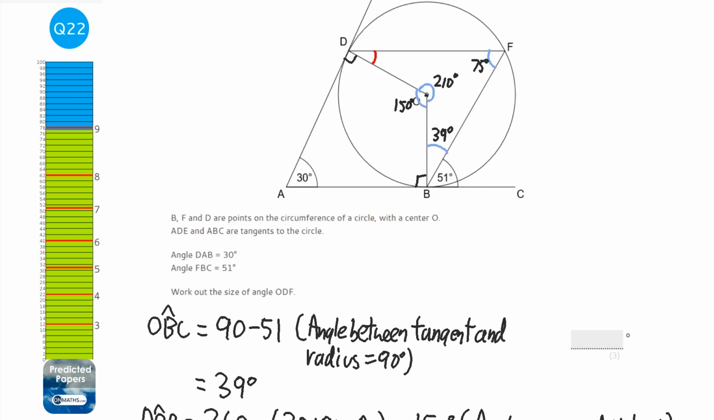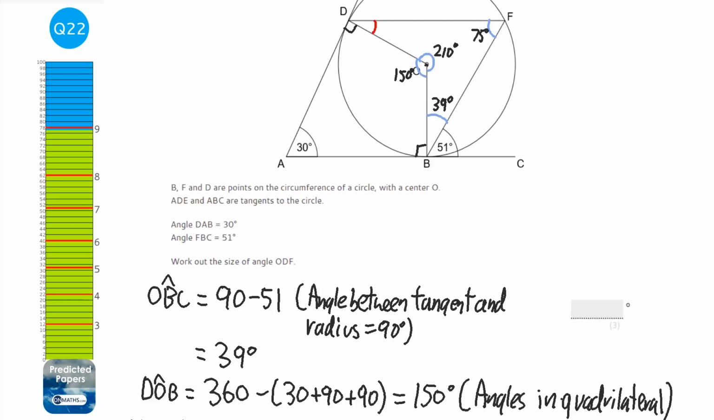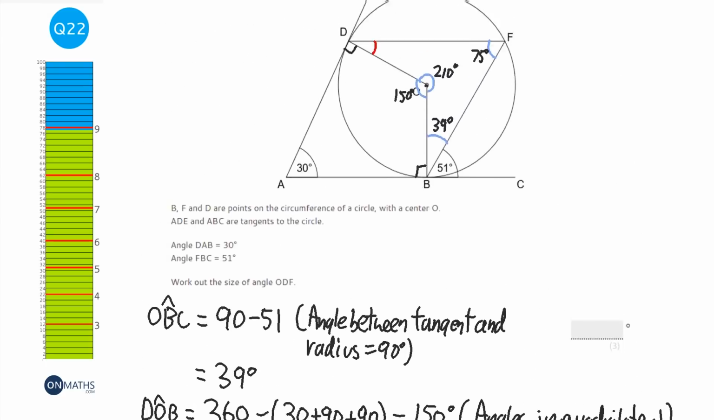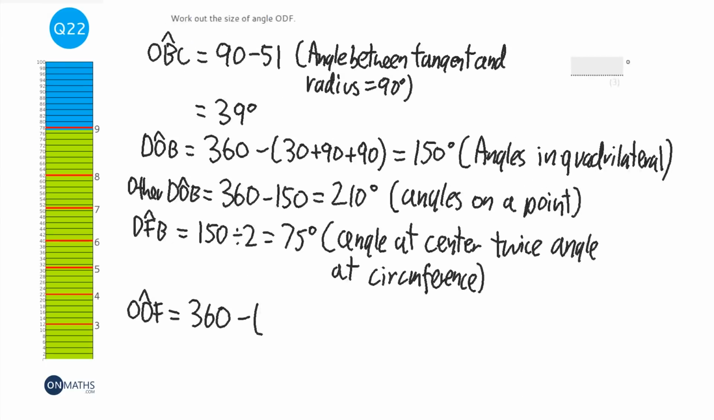And if you look, we've got the arrowhead BFDO, which is a quadrilateral, and we've got 3 of the angles. So we can work out ODF. I'm going to have to scroll up because my memory is not that good. So we're going to take them all away from 360. And what is it? 210, 75 and 39.